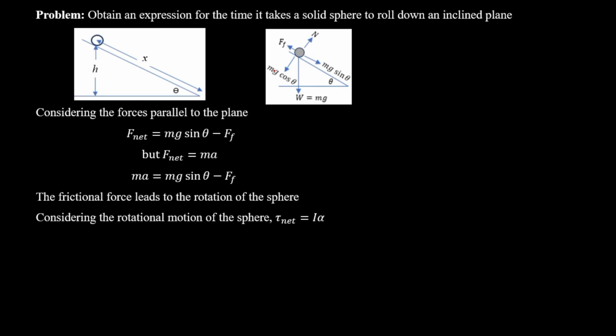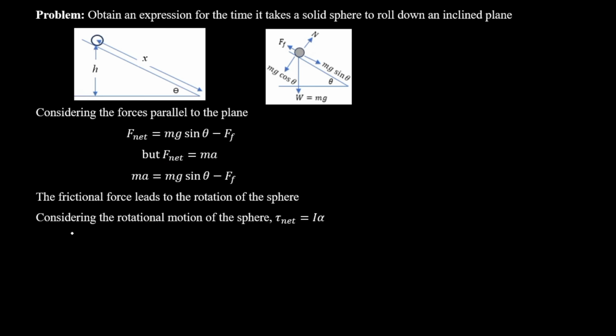Alright, so when we are considering the rotational motion of the sphere, we have that the torque, which is the turning force, is equal to I alpha. Now, torque equals I alpha is simply the rotational version of our F net equals ma.